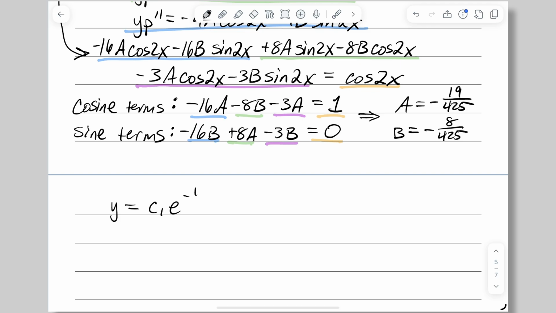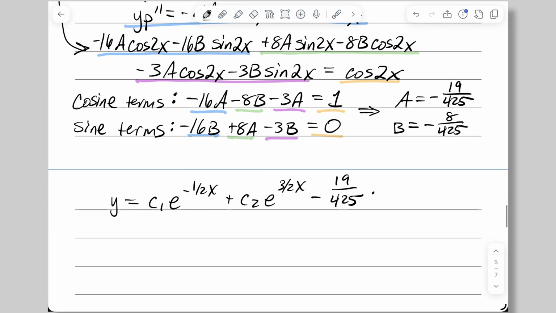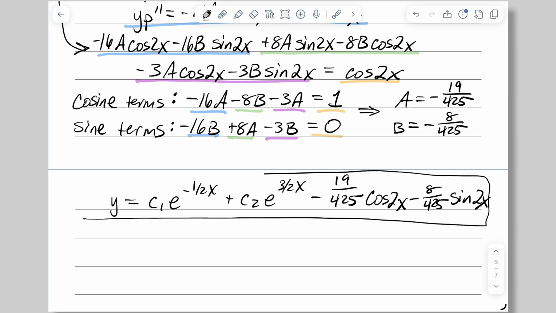c1 e to the negative 1/2 x, which can also be written as negative x over 2, take your pick, plus c2 e to the 3/2 x, or 3x over 2, minus 19 over 425. That's a, and we had originally put a with the cosine term, so that's cosine of 2x, minus 8 over 425 sine of 2x. So we picked up a surprise sine function, and if you check the solution here, you're going to find that it works, and you're also going to find that that sine was necessary.